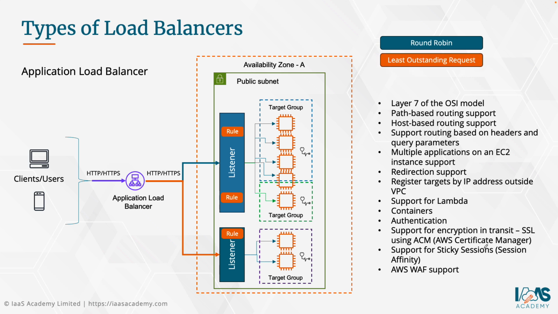Next, we have something called the least outstanding request algorithm. In AWS, what this does is route incoming traffic to the target, say for instance an EC2 instance or a container, with the fewest active requests at that moment. This dynamic method ensures that the target handling the least amount of work receives the next request, helping to balance the load more efficiently and reduce response time in scenarios where different requests may take varying amounts of time to process. So you can use that sort of algorithm as well, the default obviously being the round robin algorithm.